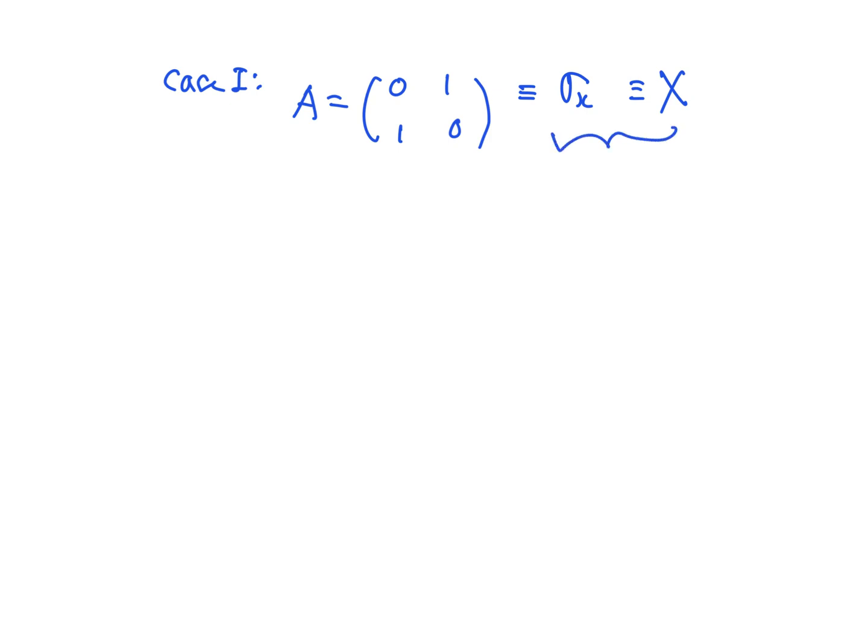So case 1, when A is [0, 1; 1, 0]. Sometimes you rewrite this as sigma x, or just X, depending on the notation. This is quantum computing notation. Consider the basis E1.